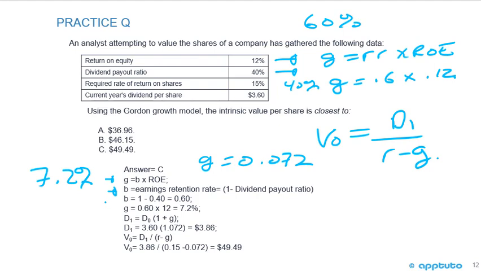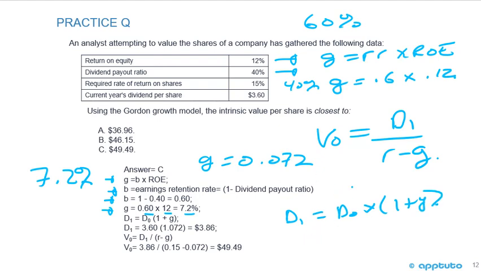Retention rate equals 1 minus the payout ratio. So that's 1 minus the 0.4, 0.6. So G equals the 0.6 times the 12%, 7.2%. Now I've got my G, so I've got my current year dividend, $3.60. We know D1 equals D naught times 1 plus the G. So we can get our D1.